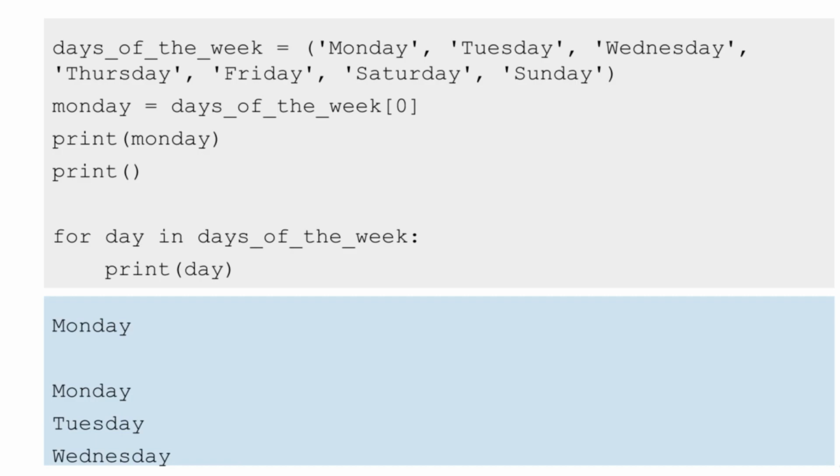Finally, we loop through the tuple printing out each item. The output will include all 7 items, but it's cut off on your screen here. This example really demonstrates how tuples can be treated like lists.